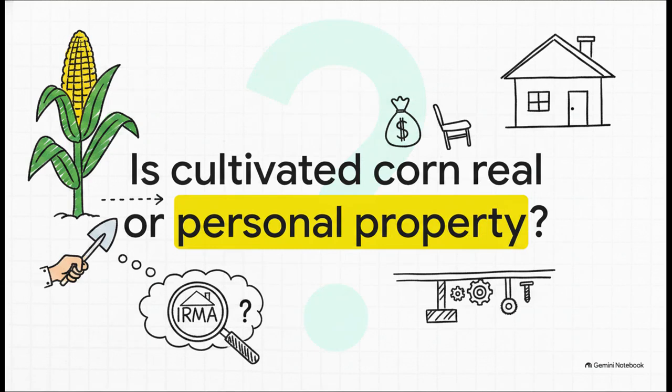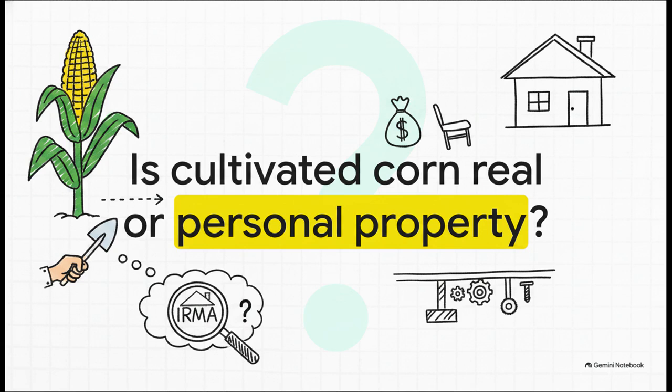And here is our final scenario. Cultivated corn. Is this classified as an emblement, meaning personal property, or is it real property? It's an emblement. Because it is an annual cultivated crop, the farmer gets to keep it as personal property.